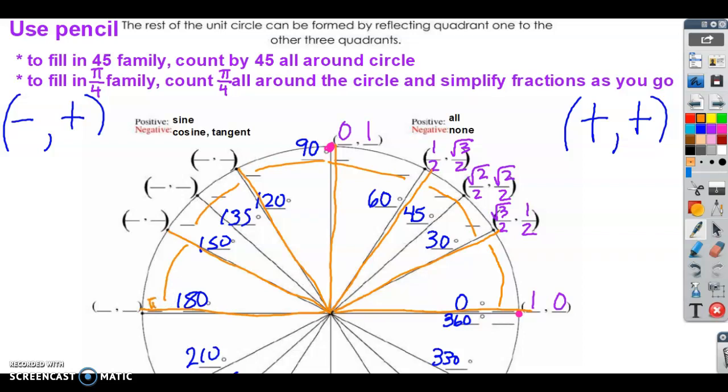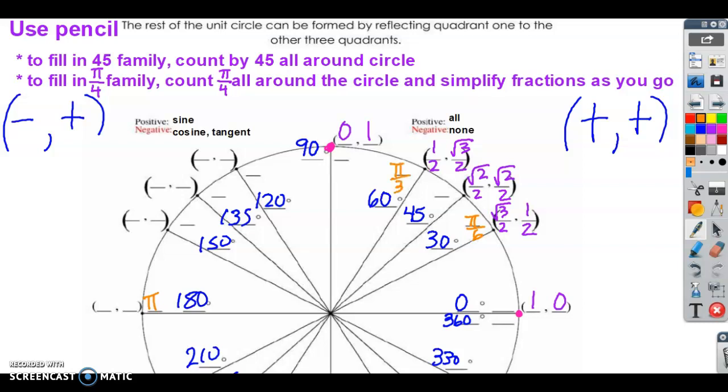What we need to do is if I take pi and cut it into sixths, then I can fill out all my angles here in radians. So I'm going to go ahead and do that now. So we got pi, right? This one, first one, is pi over 6. It's just another way of writing 30 degrees. So if I add another pi over 6, I get 2 pi over 6. Simplified, that's pi over 3.